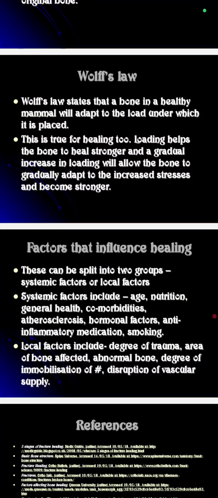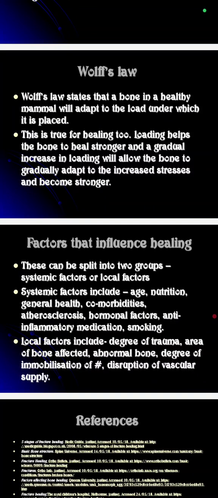Factors that influence healing. There are many factors which influence healing. Systemic factors include age, nutrition, general health, comorbidities, atherosclerosis, hormonal factors, anti-inflammatory medication, smoking. And there are local factors too, like degree of trauma, area of bone affected, abnormal bone, degree of immobilization, disruption of the vascular supply. Age is a more important factor, because if the person is older, then the process of healing is delayed.